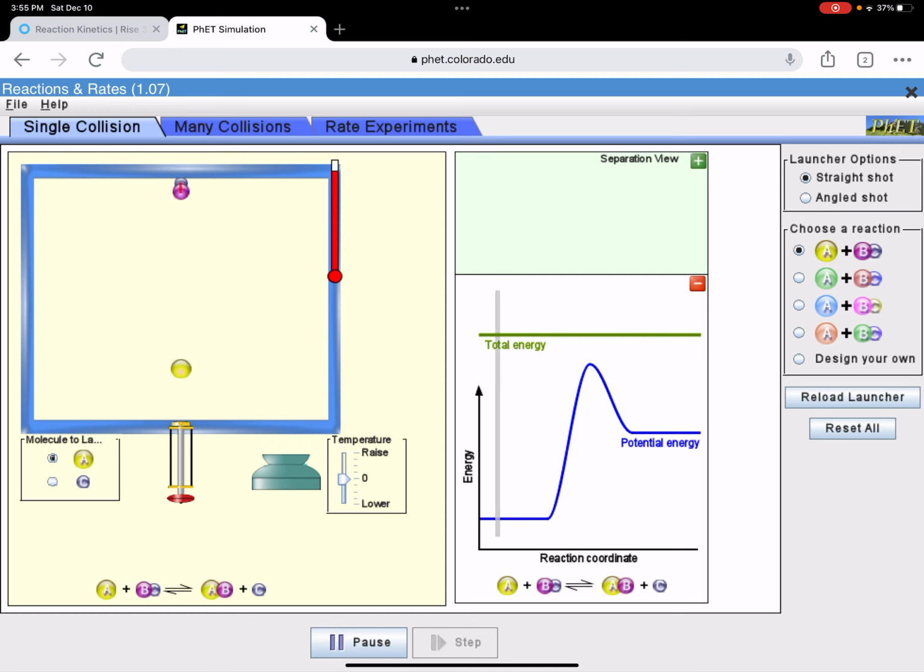Now look, do you see that? Now we have enough energy that when the collision happens, it actually occurs. And it's also, because it's a straight line, at the right orientation. They want it to hit exactly opposite and have enough energy to break it.